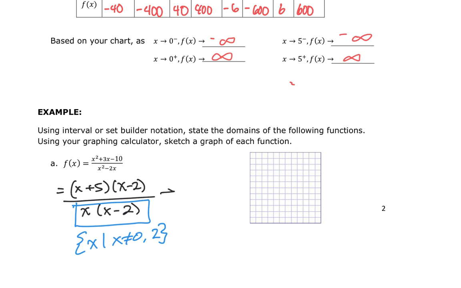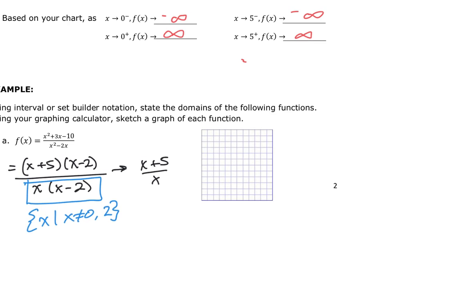Now my next step is, if I can cancel stuff out, I will. My x minus 2 cancels out, and I'm just left with x plus 5 over x. Now, what does that mean in terms of my graph? Well, if I go out to Desmos and graph this, I have to remember one thing. When I go out to Desmos or any other graphing utility, what it's not going to show is that I have a hole in the graph, not unless you put your cursor over when x is equal to 2.